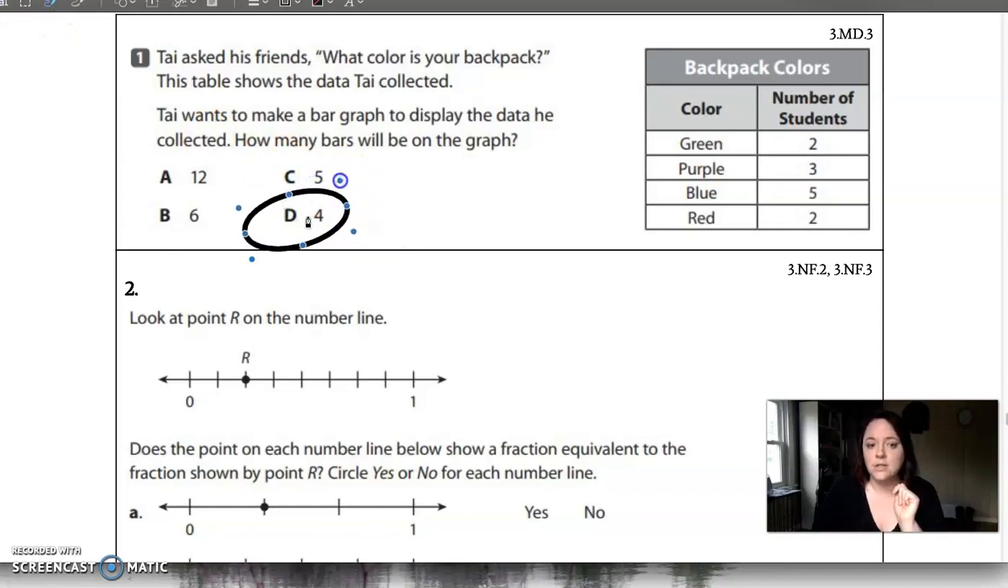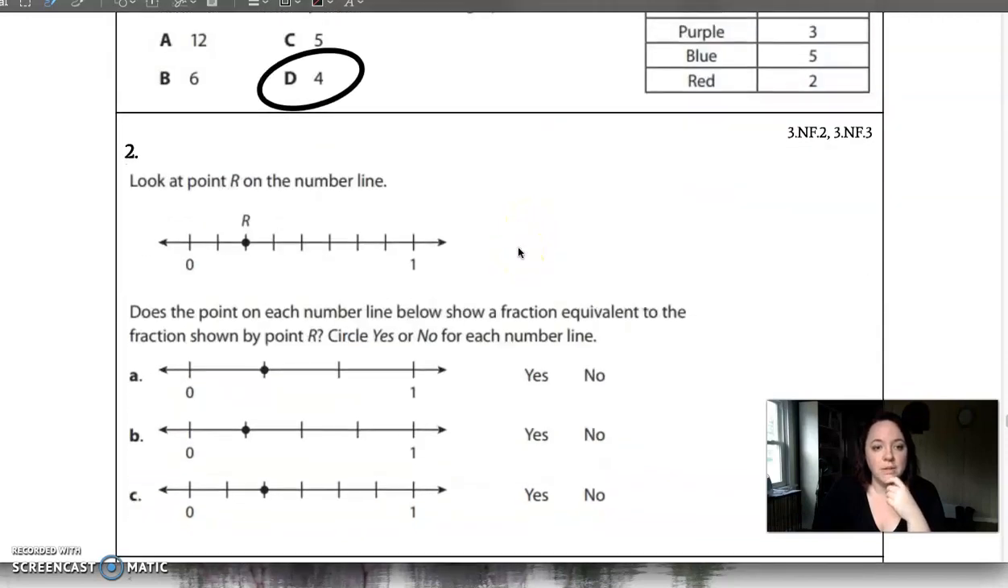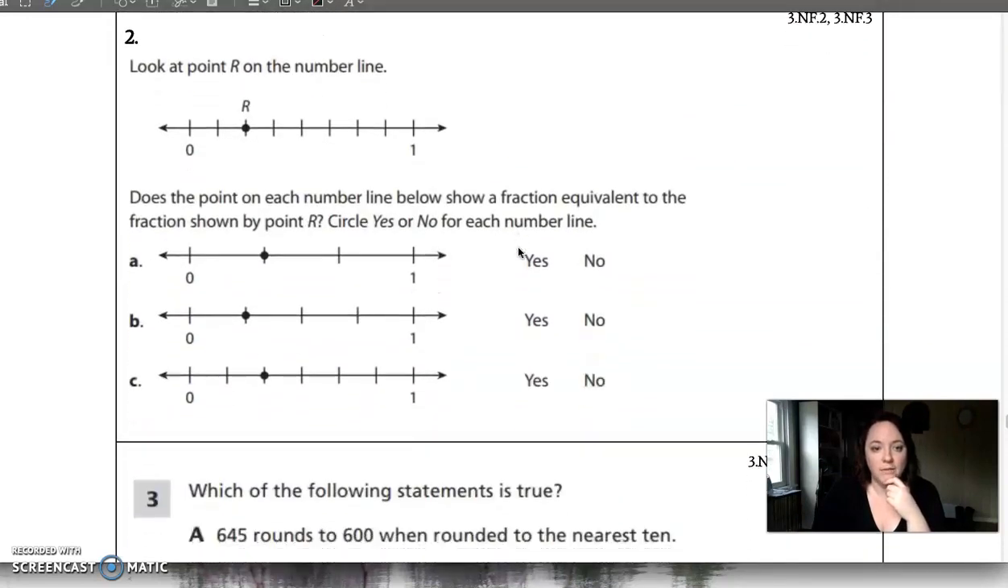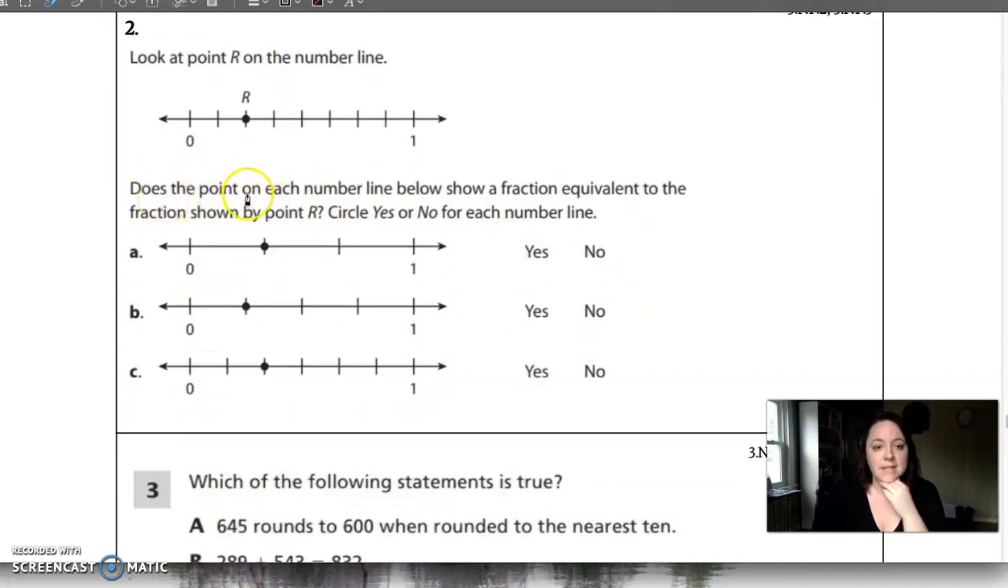This one was a little easier, we didn't really have to eliminate because we kind of already knew. But that's about it. Okay, so now, number 2, look at the point R on the number line. It says, does the point on each number line below show a fraction that is equivalent, which means equal, to the fraction shown by point R? Circle yes or no for each on the number line.